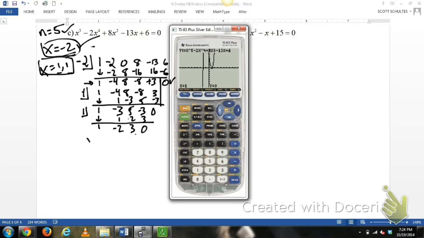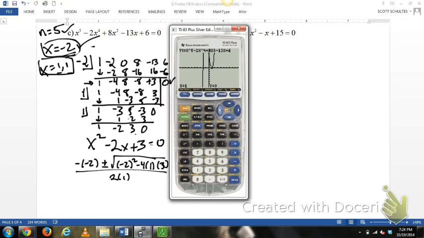I'm going to have to solve the equation x squared minus 2x plus 3. And I know I can't factor it. It's going to be imaginary solutions. Use the quadratic formula. It's going to be the opposite of b, or minus negative 2, plus or minus the square root of b squared, or negative 2 squared, minus 4 times the a value 1 times the c value 3, all of that over 2 times the a value 1.